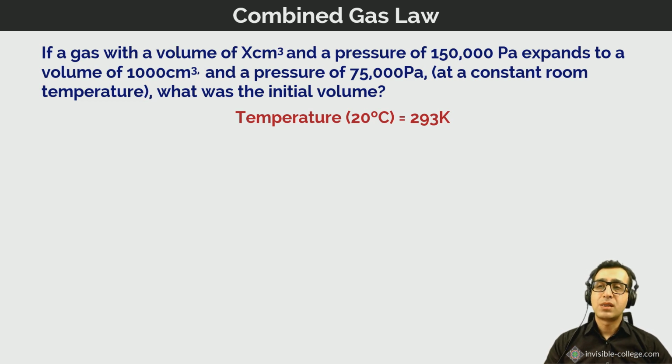So we're trying to find the volume X. At this initial volume, it has a pressure of 150,000 pascals.